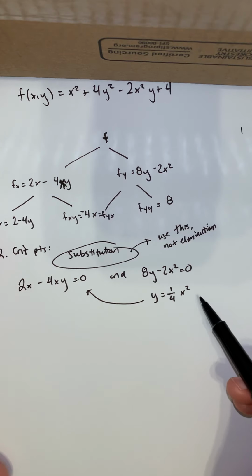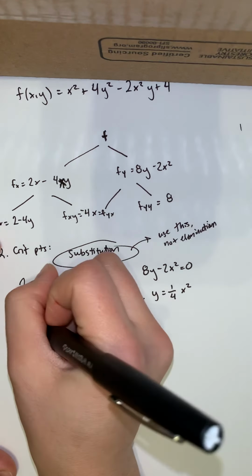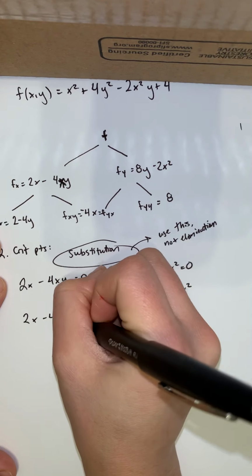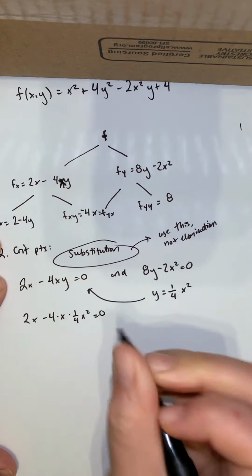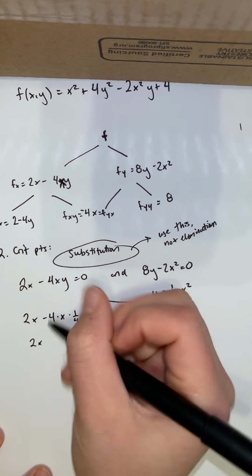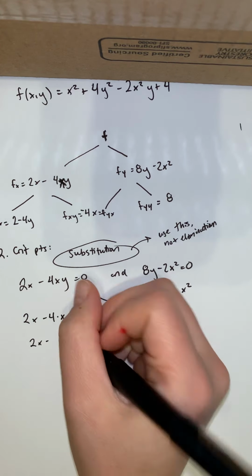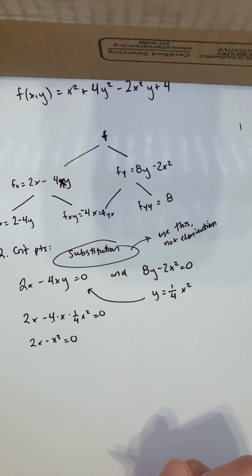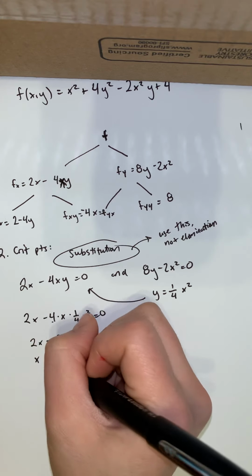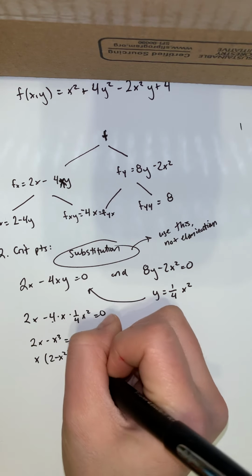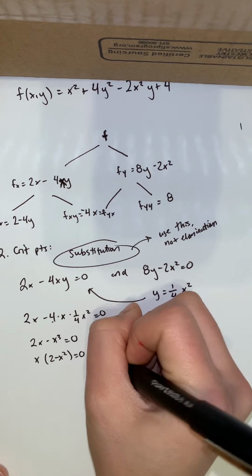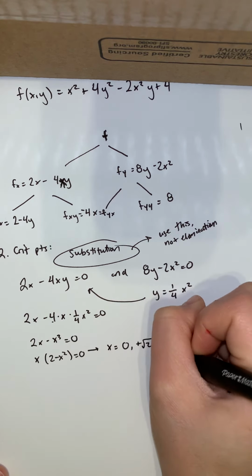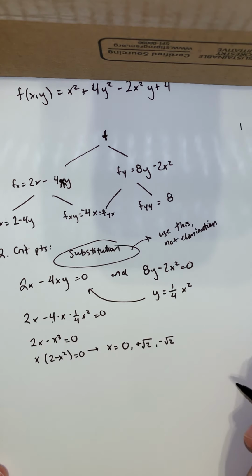Okay, all right, so here I'm going to plug in 1/4 x squared. So I'm looking at 2x minus 4 times x times 1/4 x squared equals 0, or in other words, 2x minus, the 4 and 1/4 cancel out, so 2x minus x cubed equals 0. I'm going to solve this out, so I have x times (2 minus x squared) equals 0, which tells me that x equals 0, positive square root of 2, or negative square root of 2. Again, you can do this in a couple more steps than I've done it.